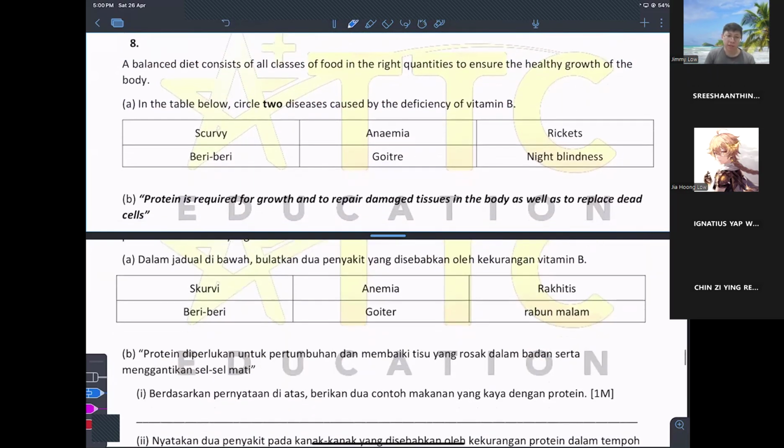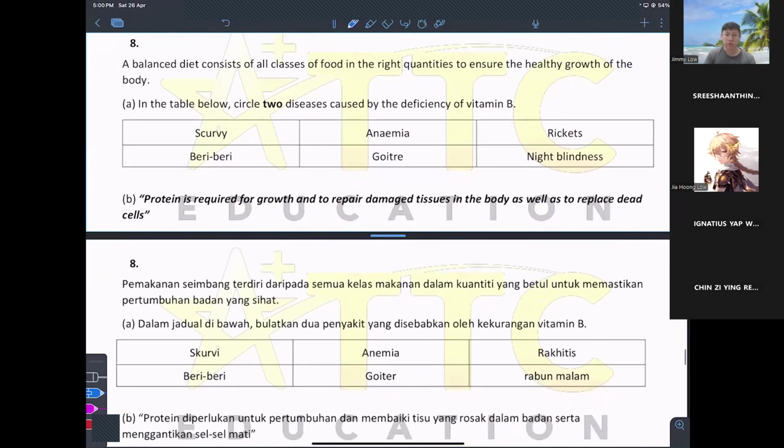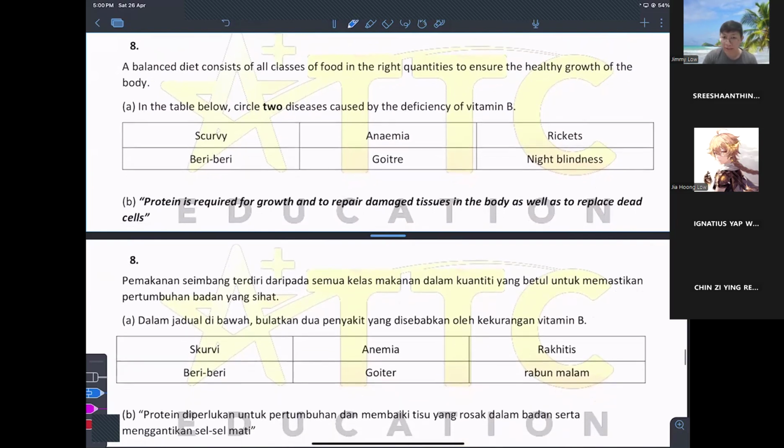Okay, so question number 8 as well. Deficiency of vitamin B. So you see, just now we went through deficiency of vitamin K. Now vitamin B. Vitamin B is about what? Hemoglobin, the red blood cell stuff. So 2 diseases that are related are what? Anemia and beriberi. Lacking vitamin B will cause you to have these 2 things.